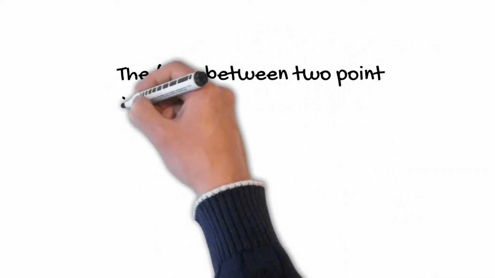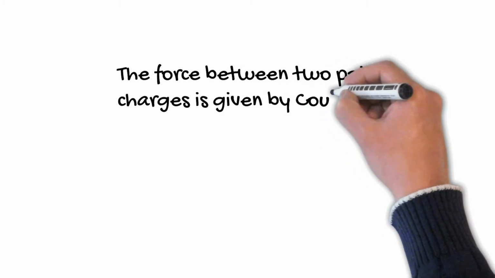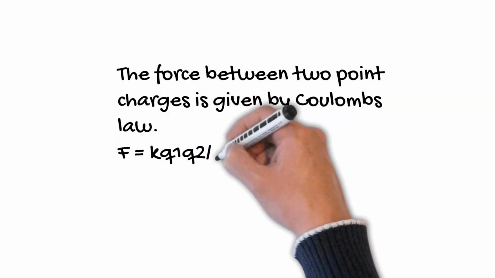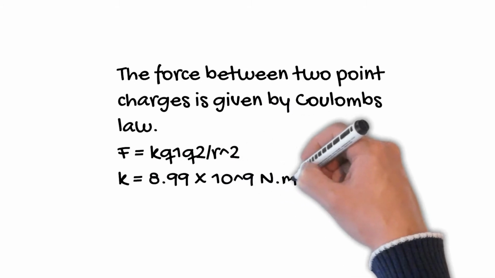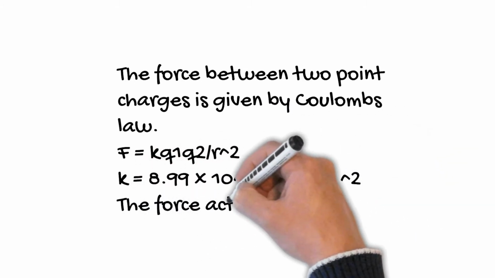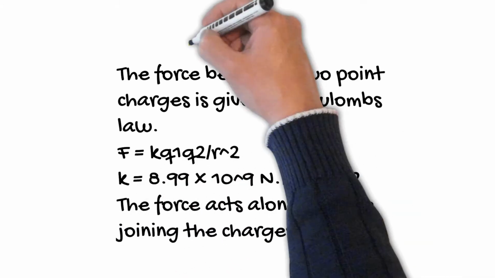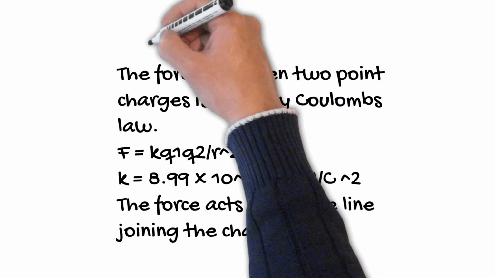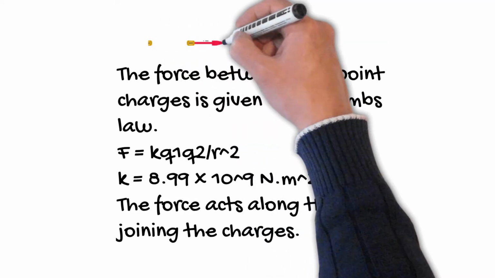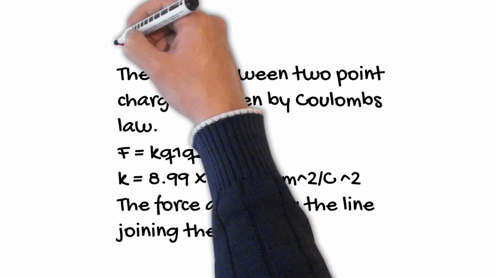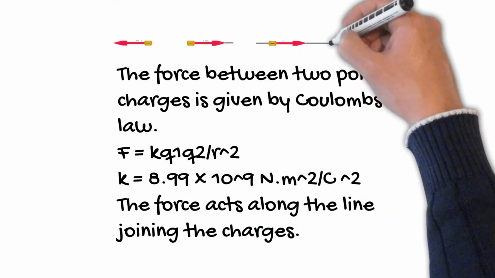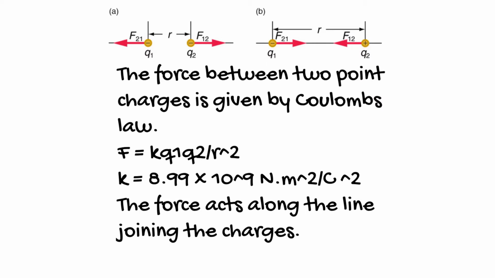According to Coulomb's law, the force between any two charges is proportional to the product of the charges and inversely proportional to the square of the distance between them. That means if the two charges are bigger, then the force between them is bigger. But if you increase the distance between them, then the force decreases according to the square of the distance. Which means if you double the distance, then the force drops to 1/4. You triple the distance, the force becomes 1/9 of the original force.